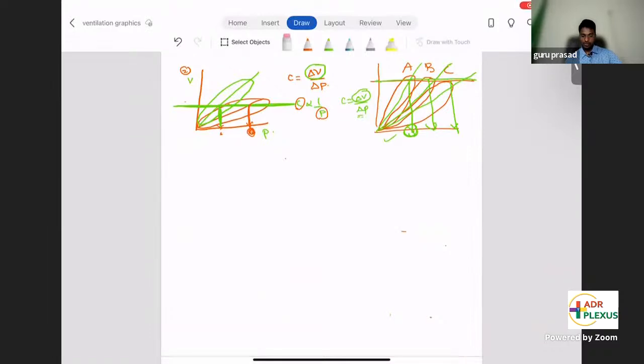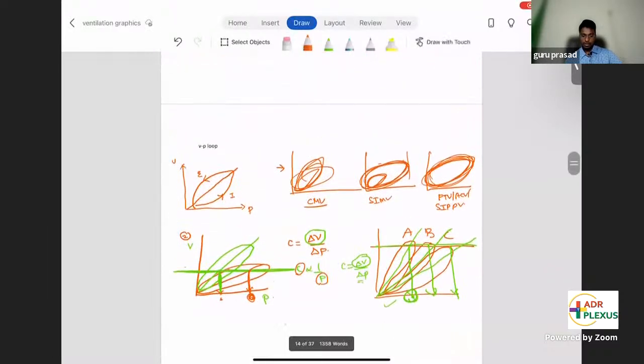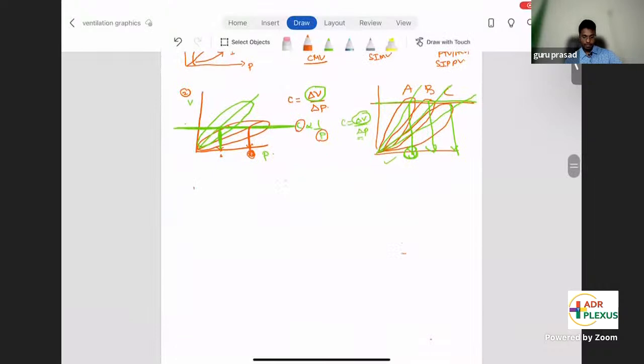Okay. So in the volume pressure loop, if the loop has not reached the baseline, what does this indicate? What does this graph indicate? Can anyone tell? Can anyone post in the chat box? What does this indicate? Your expiration is not reaching the baseline. Okay, air trap, someone has said.